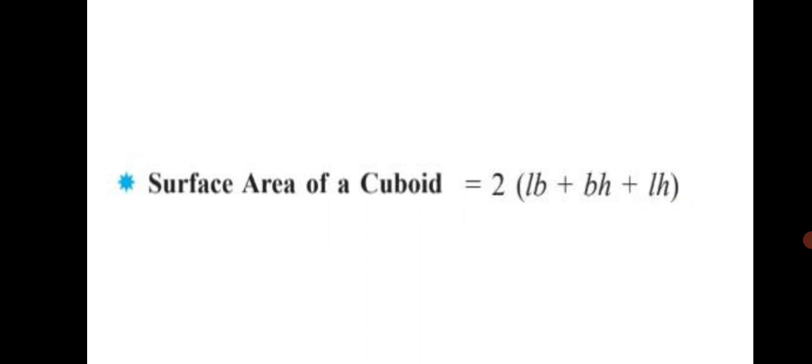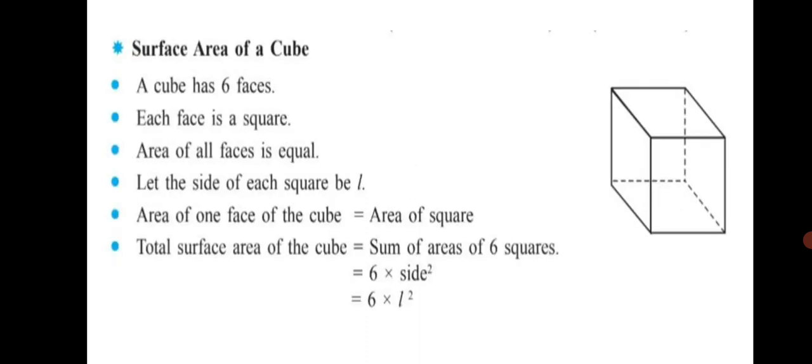Another surface area that you are going to learn is surface area of a cube. You can see in this figure, a cube again has 6 faces just like a cuboid. But each of its face is a square. So a cube has a square face whereas a cuboid has rectangular. Now area of all its faces is equal. Squares are all equal and therefore the areas are also equal. Let the side of each square be L.